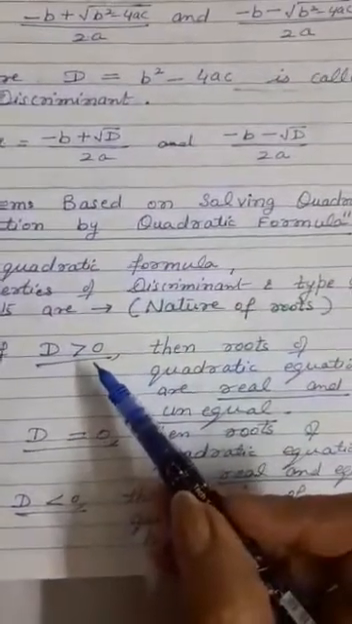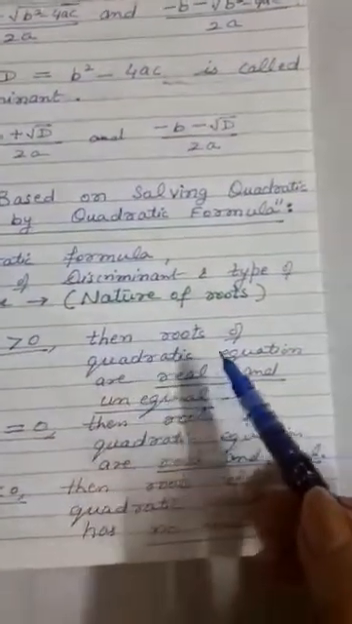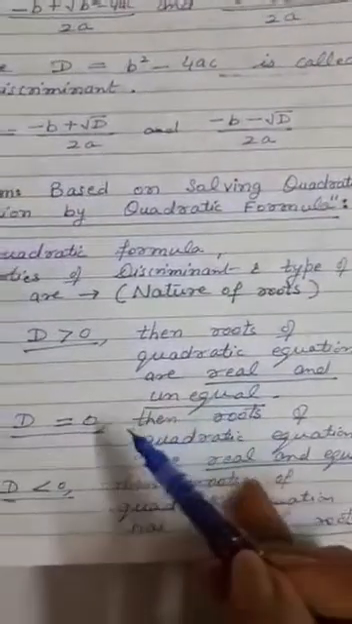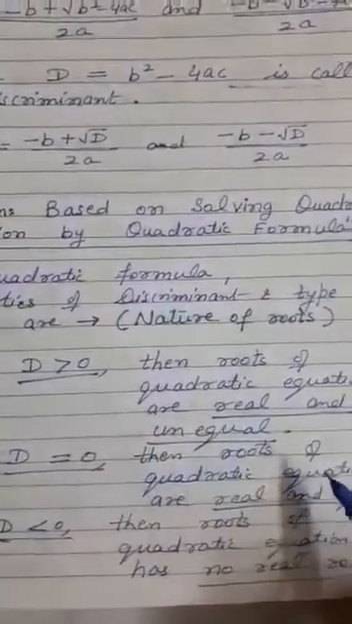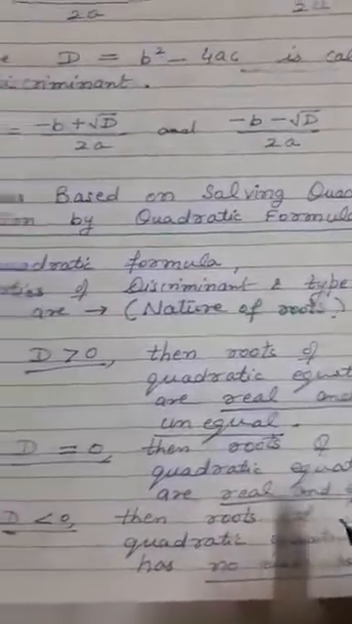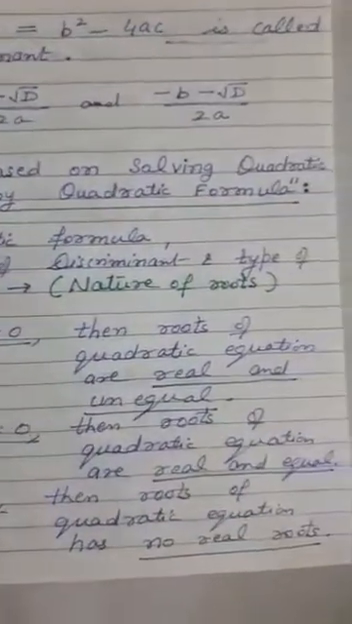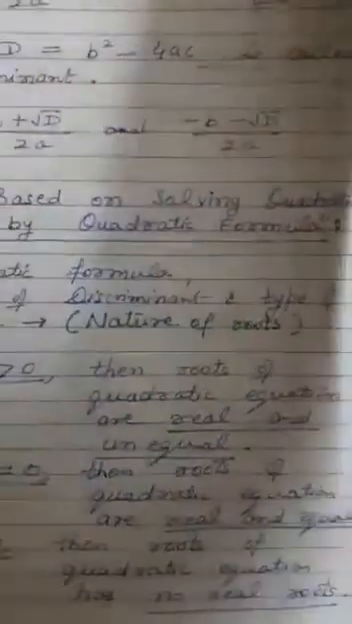If the discriminant is positive, greater than 0, then the roots are real and unequal. If D equals 0, then the roots of this quadratic equation are real and equal. If D is less than 0, then the quadratic equation has no real roots. On the basis of it we will discuss questions.